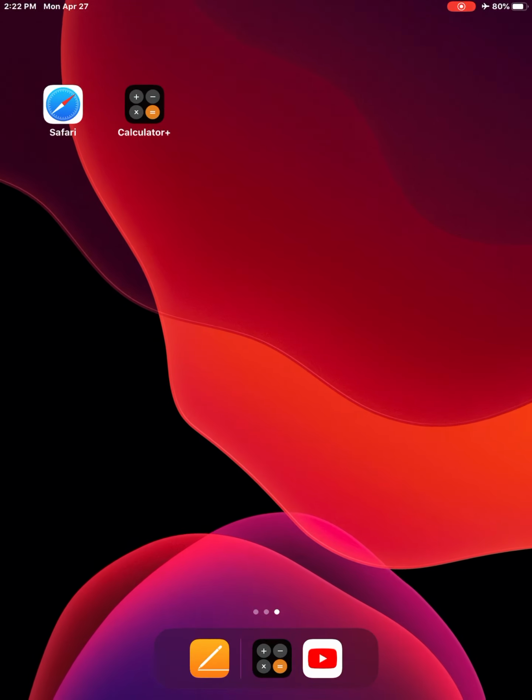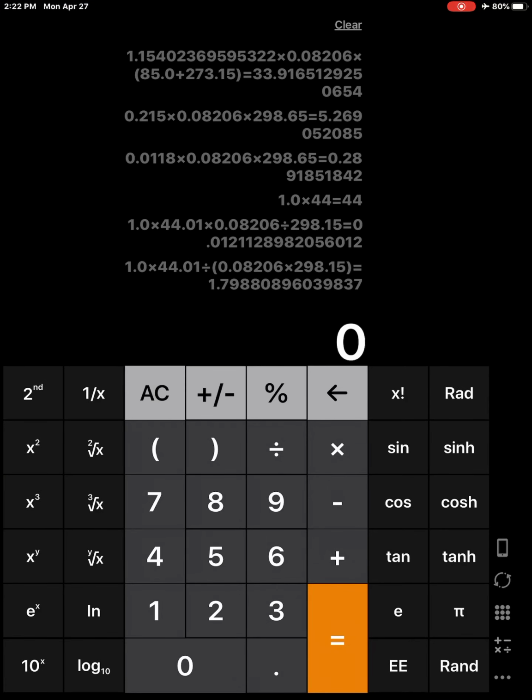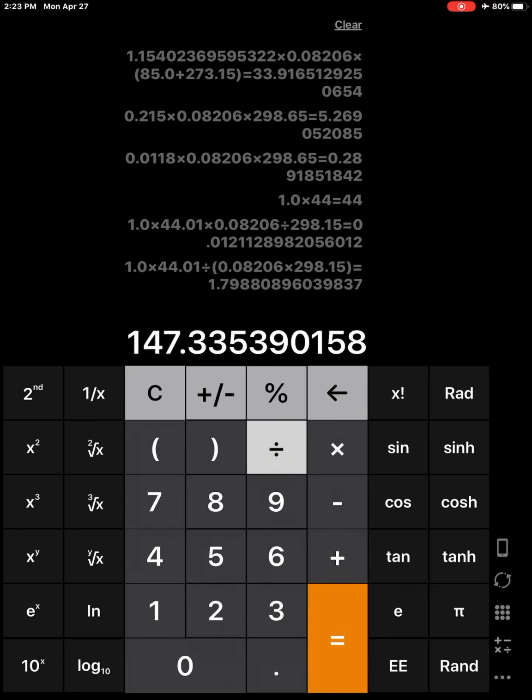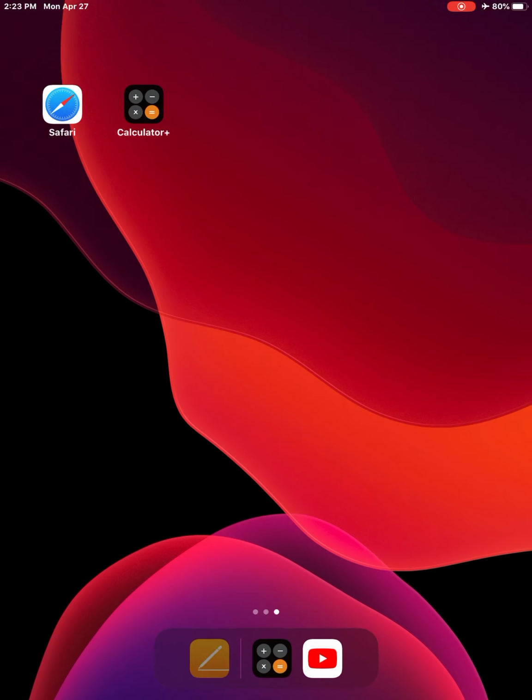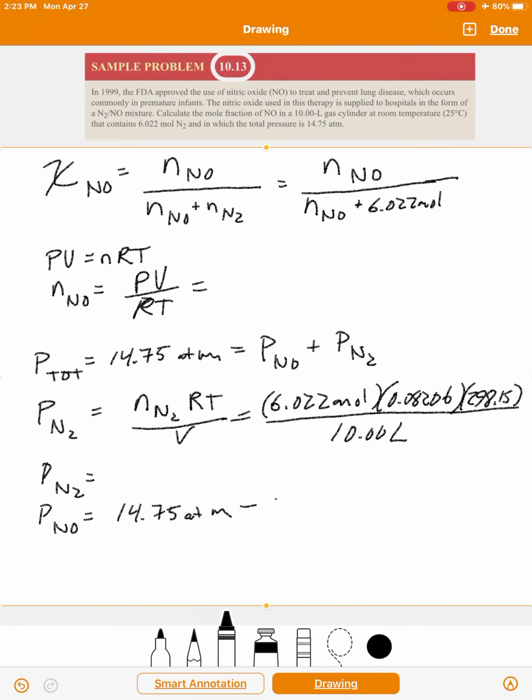So nRT over V is the pressure of N2. Let's see if we can remember these numbers. nRT, so 6.022 times 0.08206 times 298.15 divided by 10 liters. So it looks like 14.73. So it looks like the partial pressure of NO is 0.02 atmosphere.